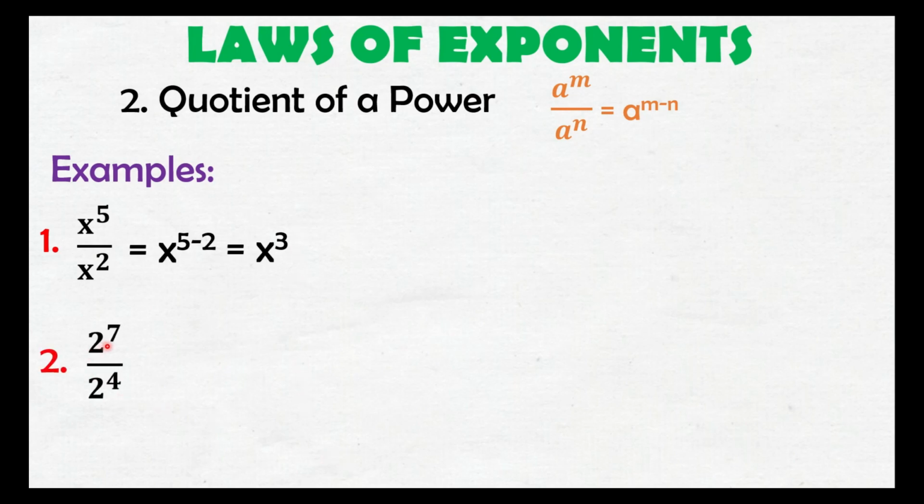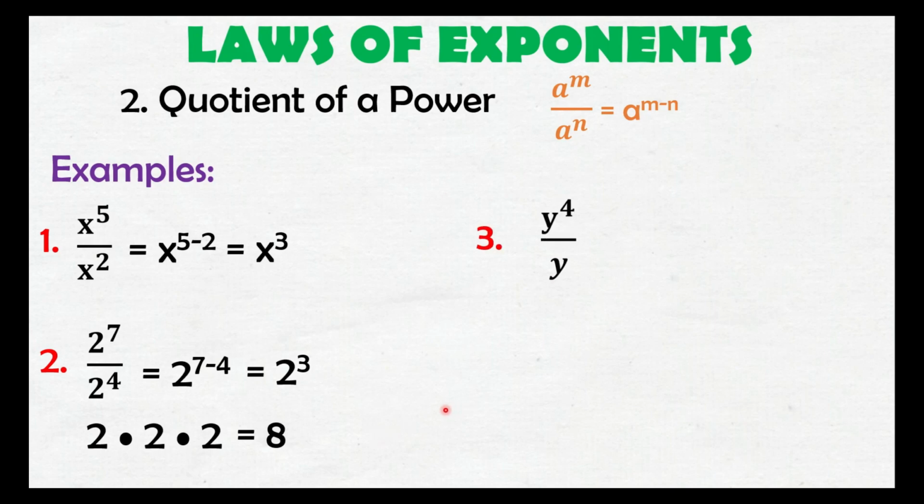Example number 2, 2 raised to 7 over 2 raised to 4. So, same base. I-apply natin yung rule. We have 2 raised to 7 minus 4. And 7 minus 4 is 3. So, 2 cubed. I-expand natin. 2 times 2 times 2. That is 8.